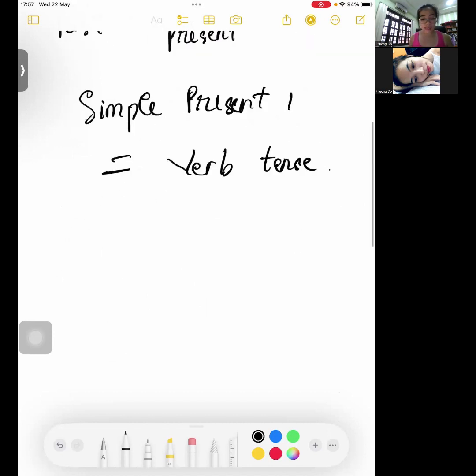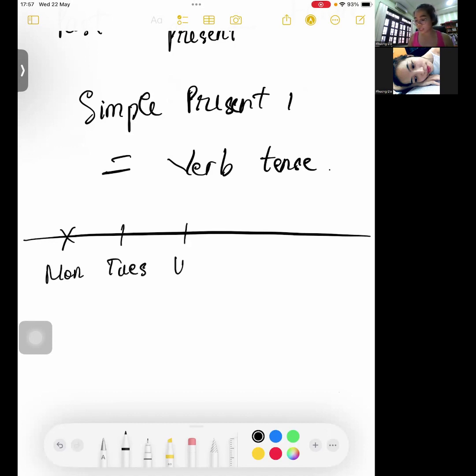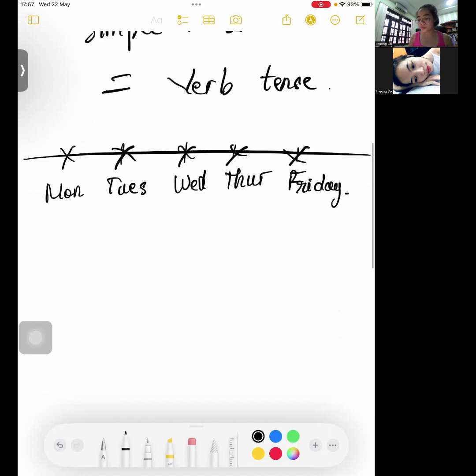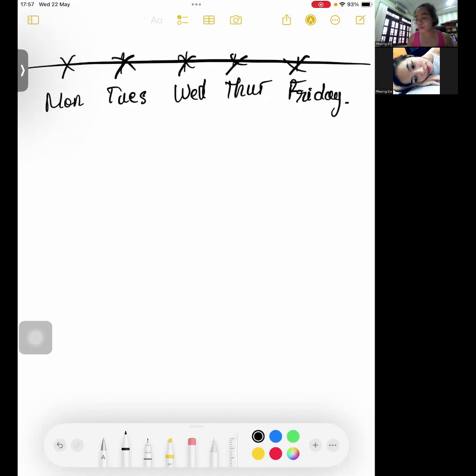And this verb tense and the verb will show the repeated action. The action happened all over again. Monday, Tuesday, Wednesday, Thursday, Friday. Okay, all over again. For example, I read book.